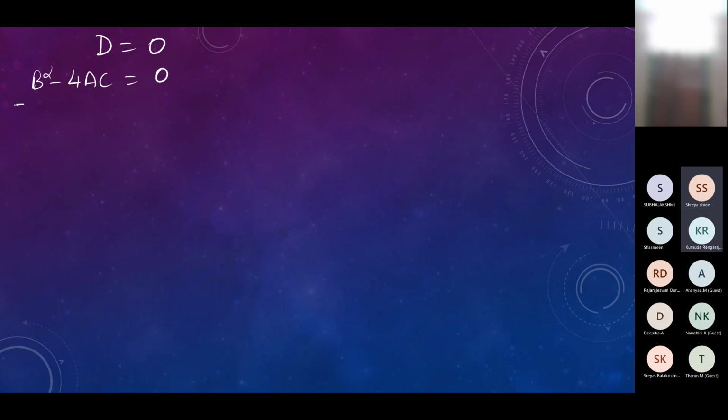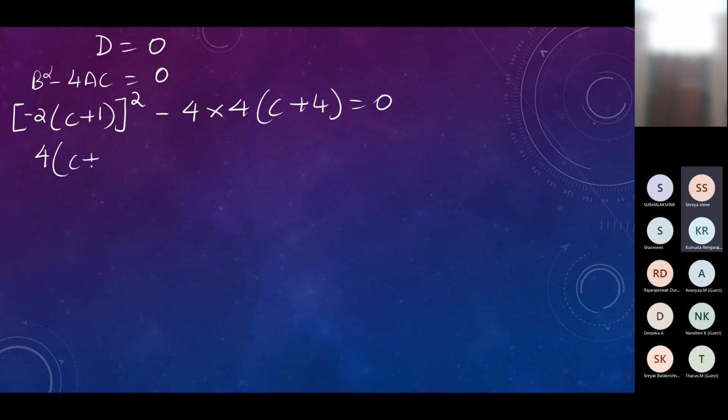So what's the value of B? Let me see the question once again. I have the photo with me, just a minute. Okay. So B is minus 2 of c plus 1. So B square minus 4 into A into C, I hope this is right, is equal to 0. So 4 into (c plus 1) the whole square, because minus 2 the whole square is 4, plus 4 into (c plus 1) the whole square minus 16 into (c plus 4) is equal to 0.